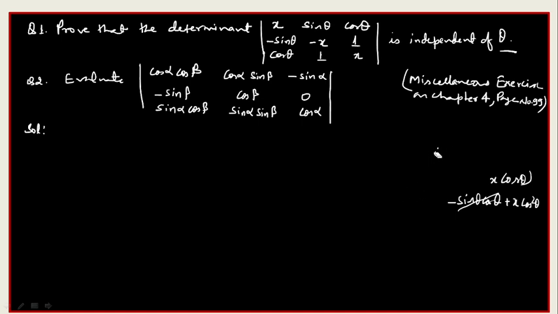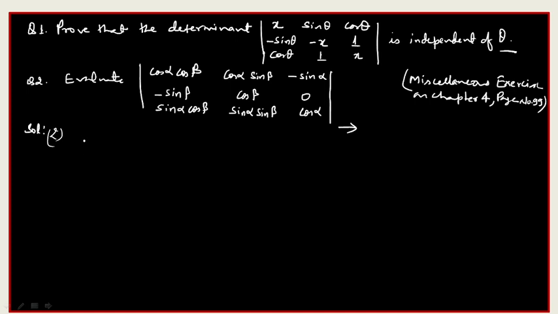Generally we take the first row and evaluate. That's the reason we are evaluating that way. Okay, now we will be solving question number 2. We will evaluate question number 2. So now this is the determinant.